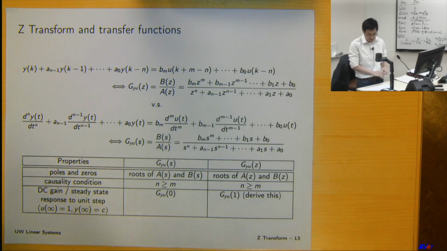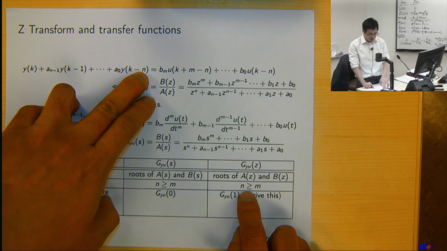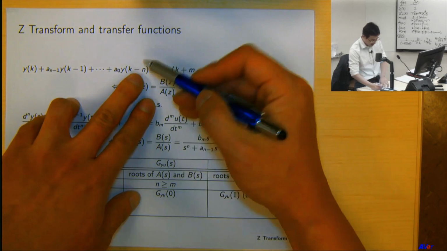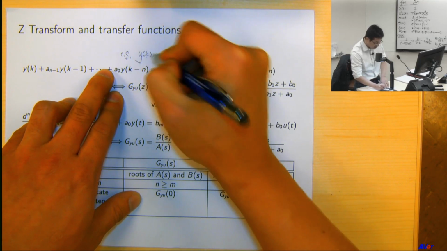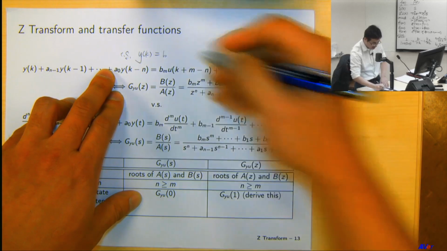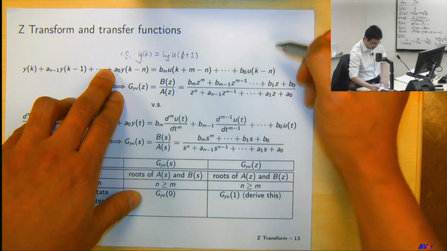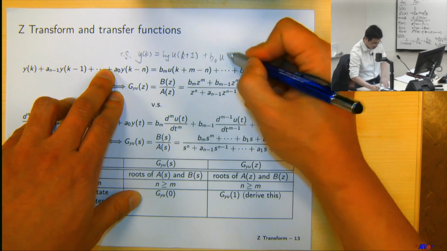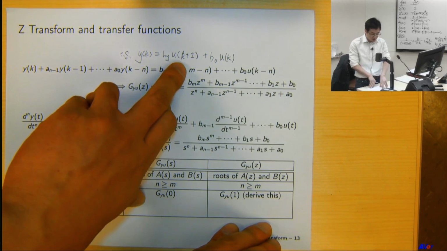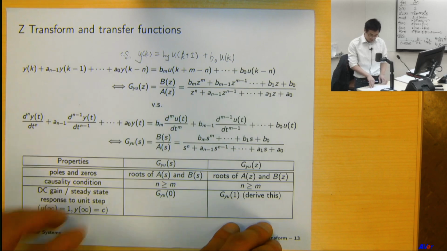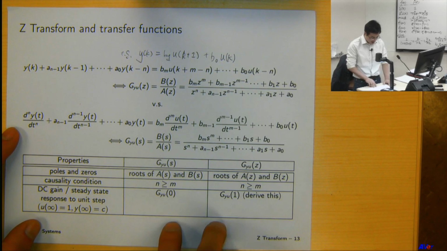Based on the same logic, let's say this is violated, say n is 0 and m is 1. What will happen? If n is 0, then it's going to be yk equal to b1 uk plus 1 plus b0 uk. So immediately this is not causal. You are using future information for your current output. This is the causality condition.